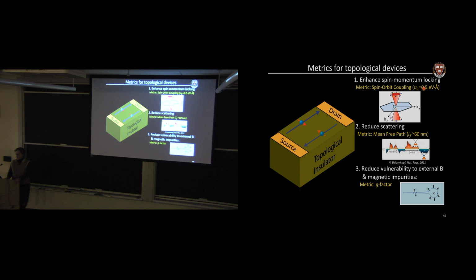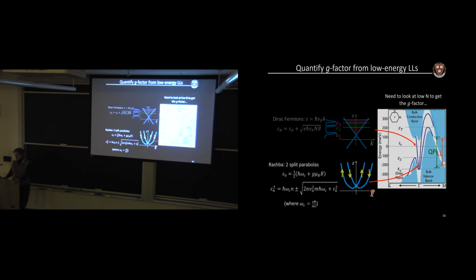So from the quasi-particle interference, I get the spin-orbit coupling. From the sharpness of the Landau levels, I get the mean free path. And then I can also get the G factor by looking at the Landau levels in a different energy regime down here near the bottom. You can derive the formula for the energies of the Landau levels and note that the G factor is here.